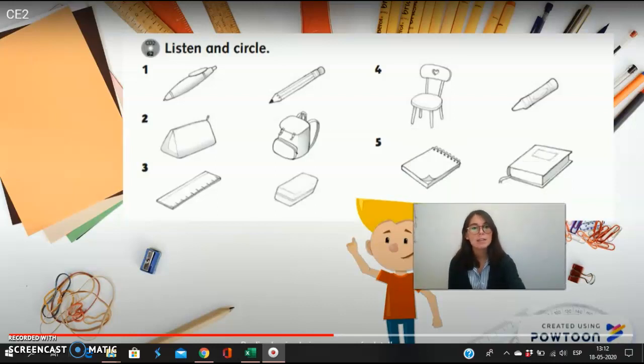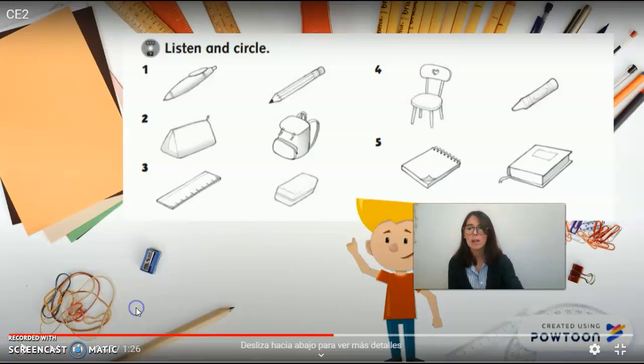And finally, this one's number 5. Which one is the book? Number 5, book. That one or this one? So you circle the correct one or you draw it on your notebook. Good? Great. Good job. Amazing. You did great. So, let's continue. There you go.